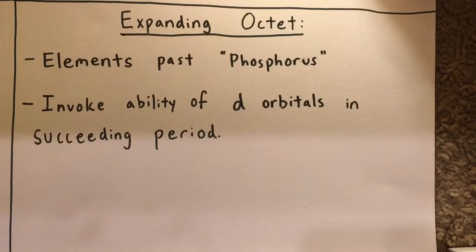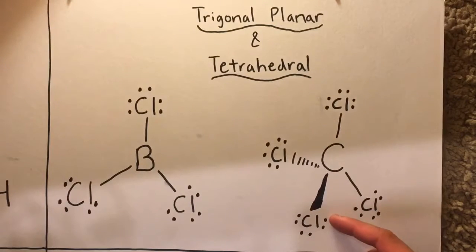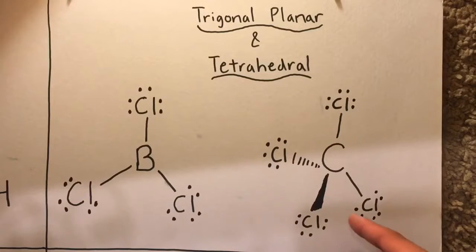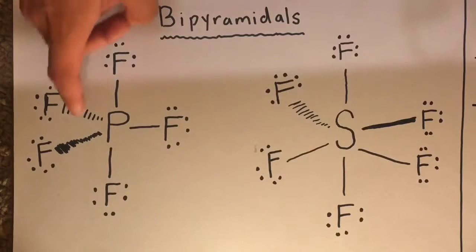So this rule states that every element past phosphorus on the periodic table is able to invoke the d orbitals in the next period, which allows them to hold more than 8 electrons. Circling back around and looking at some of the bond angles for these different Lewis structures, a tetrahedral, because of its awkward positioning of the atoms in relation to one another, is actually at a 109.28 bond angle between each chlorine.